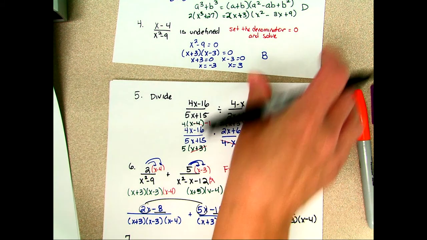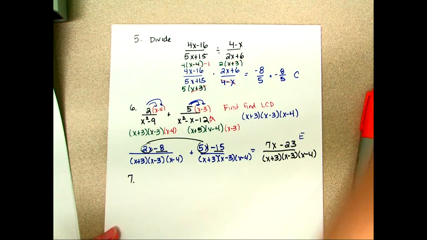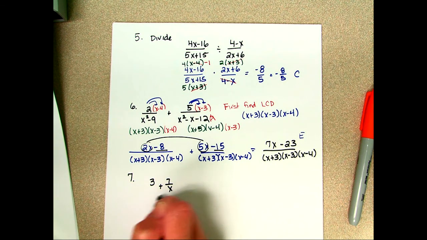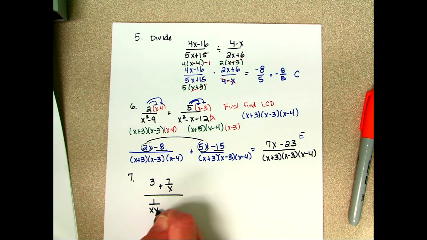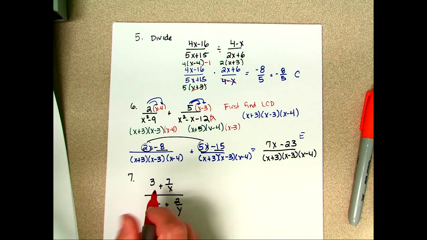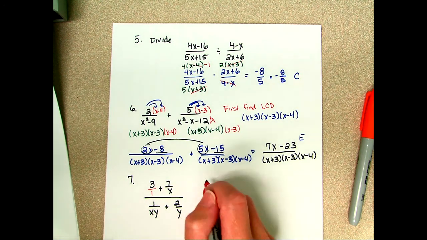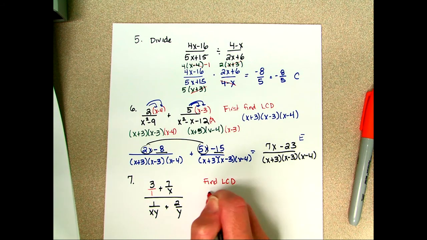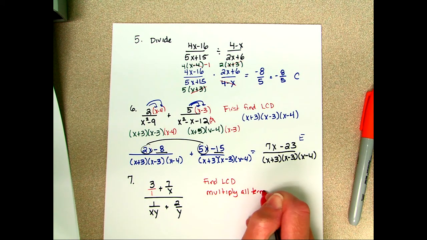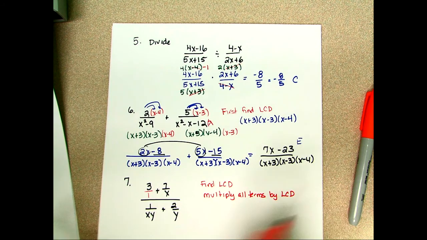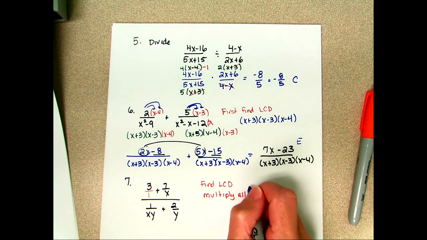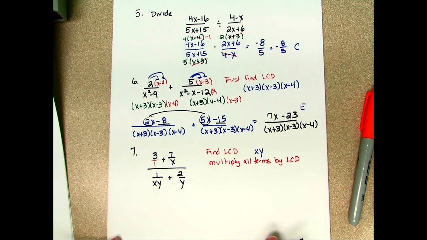Number 7, simplify the complex fraction: 3 plus 7 over x, all over 1 over xy, plus 2 over y. We can first put a denominator of 1 over 3, and we want to find the LCD, and then multiply all terms by the LCD. So our common denominator for 1, for x, for xy, and for y is xy. We're now going to multiply all terms by xy.